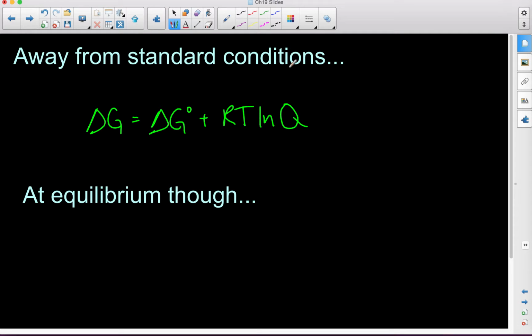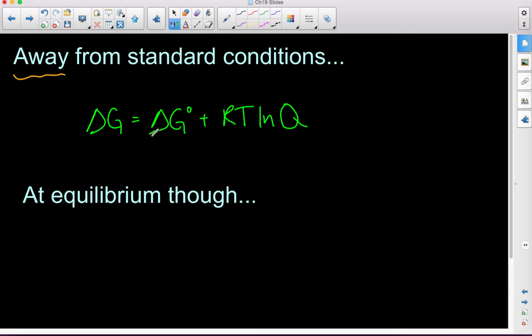Hello, AP Chemistry, and now we're going to talk about being away from standard conditions. So if we look here, the naught means standard. So this is my standard delta G value, which we can calculate using standard energies of formation, or we can use delta G equals delta H minus T delta S, where all terms are at standard conditions. And this is non-standard.